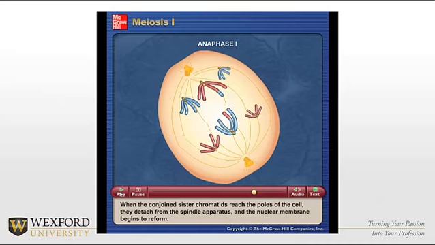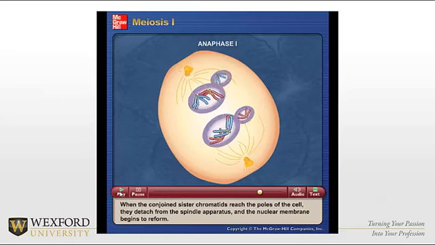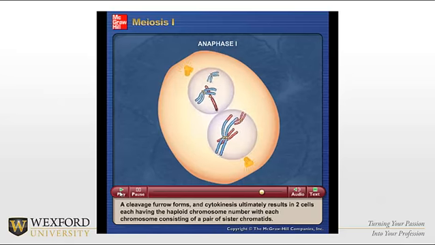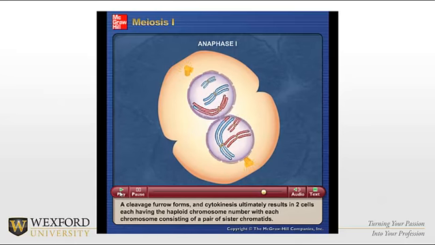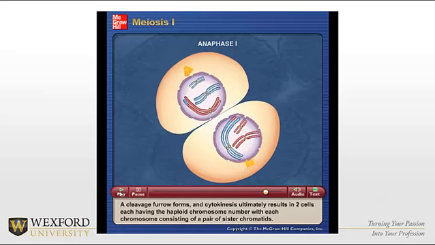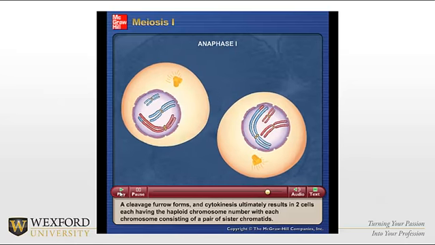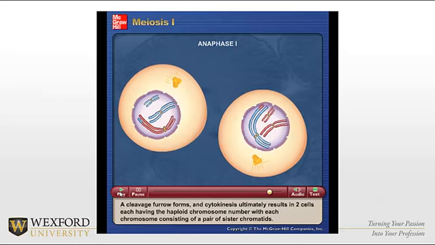When the conjoined sister chromatids reach the poles of the cell, they detach from the spindle apparatus, and the nuclear membrane begins to reform. A cleavage furrow forms, and cytokinesis ultimately results in 2 cells, each having the haploid chromosome number, with each chromosome consisting of a pair of sister chromatids. This completes meiosis 1, and after a period of interkinesis, the 2 daughter cells start the second cell division cycle called meiosis II.